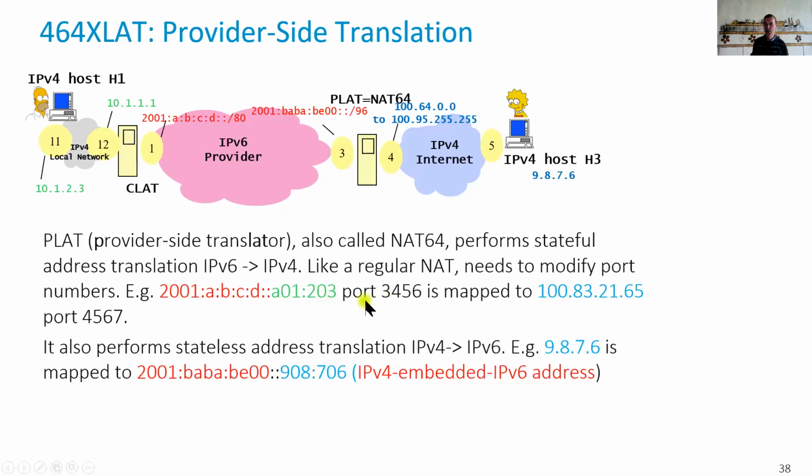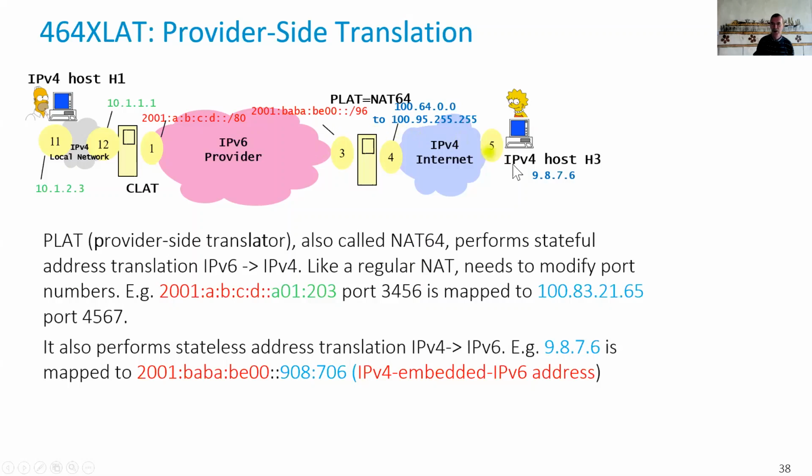To save on the number of addresses, the provider will also use the port number like a NAT does here. So this is called stateful address translation, because we need to remember, like a NAT does, the allocation that we did, and we need also to modify the port numbers in case there would be a collision.